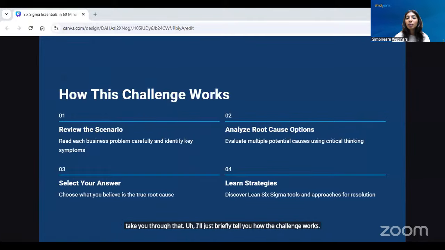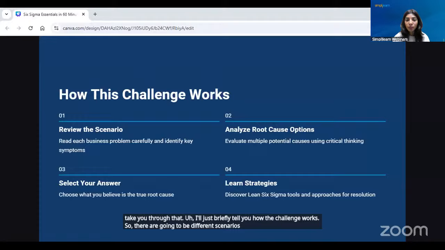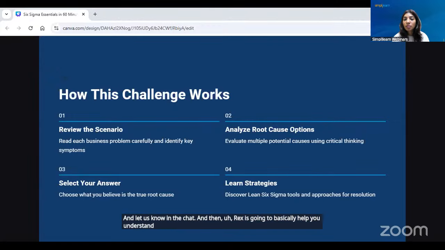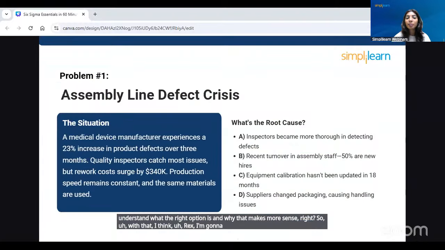So I'll just briefly tell you how the challenge works. There are going to be different scenarios that are going to be shared with you, and you will be given options. You will have to analyze the root cause according to you. You can select the answer and let us know in the chat. And then Rex is going to help you understand what the right option is and why that makes more sense, right? So with that, Rex, I'm going to hand it over to you. You can definitely go ahead.